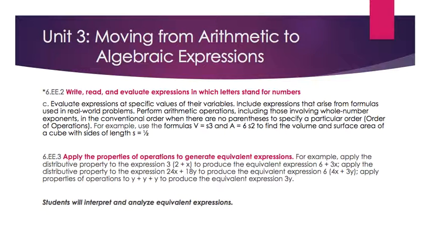Today we're going to talk about moving from arithmetic to algebraic expressions, mainly reading and writing expressions in which letters stand for numbers, which we talked about today, was called a variable, and applying the properties of operations to generate equivalent expressions. That means things like commutative, associative, identity, distributive. We've started to talk about some of these words, but we're going to focus on more of them today. And in order to do that, we are going to interpret and analyze equivalent expressions across the board.